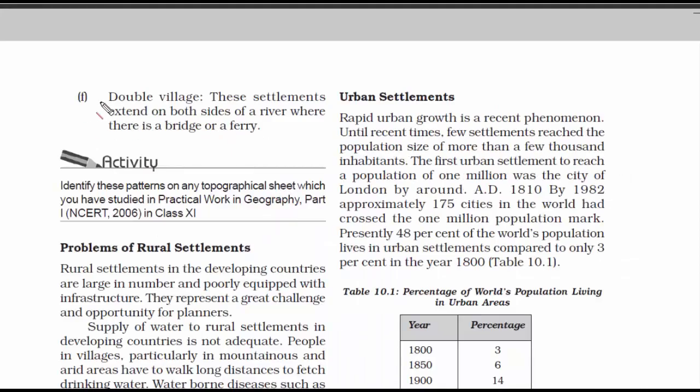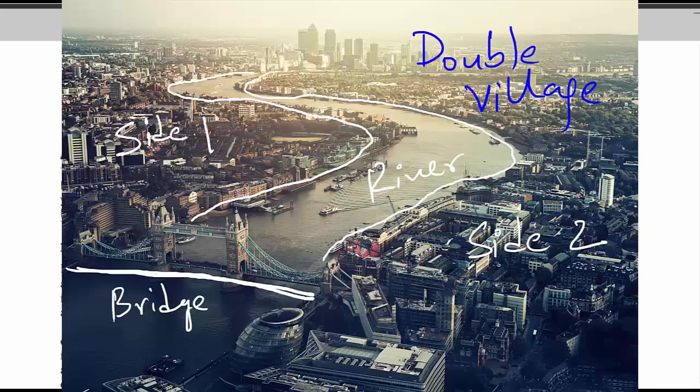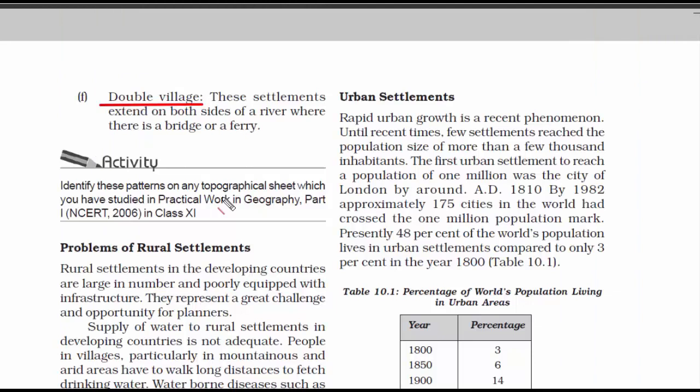And the last one is double village. Here the settlement is on both sides of a river, and they are connected through a bridge or a ferry or a small boat. So this is called a double village. So these were all the different shapes and patterns of rural settlement.